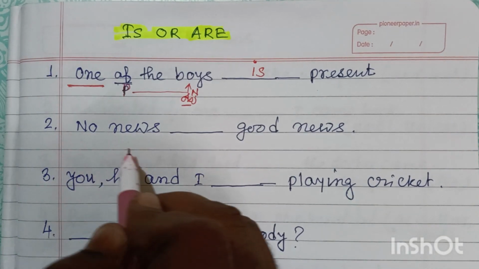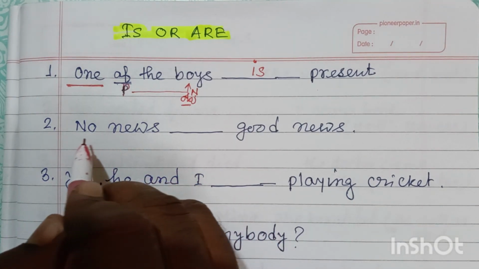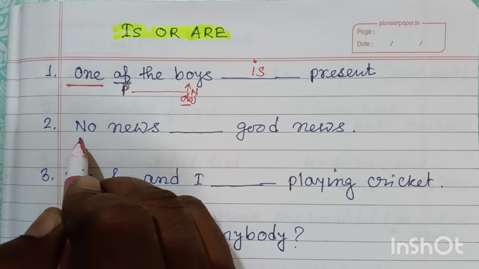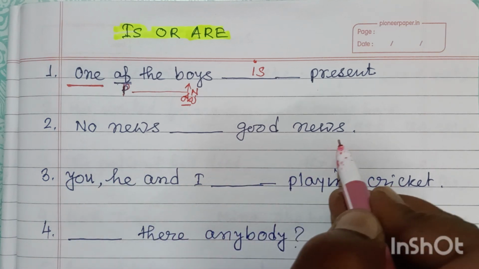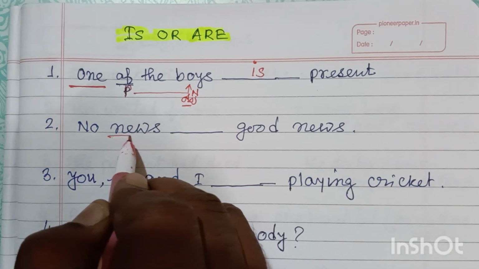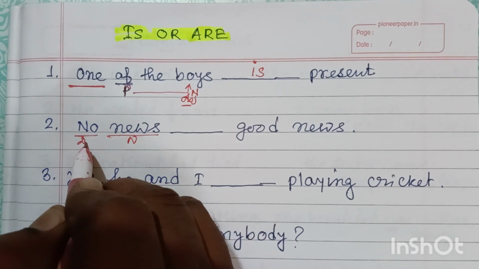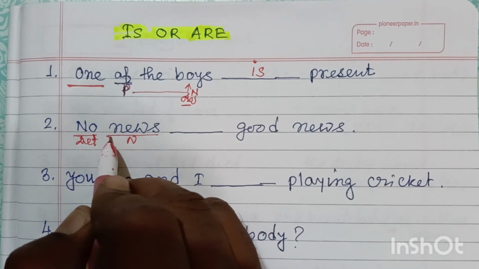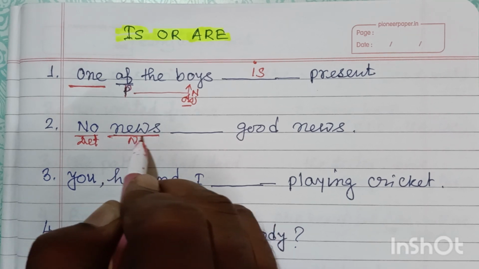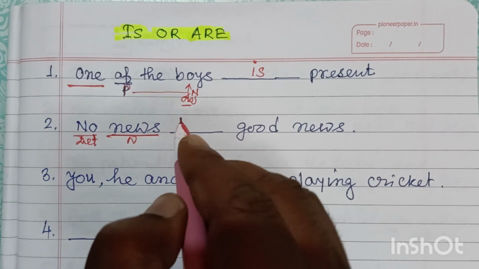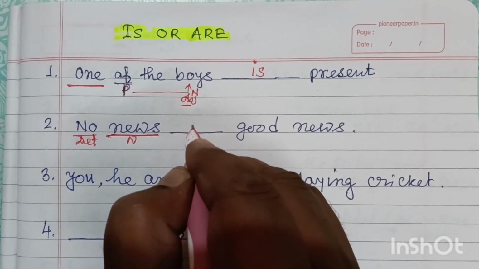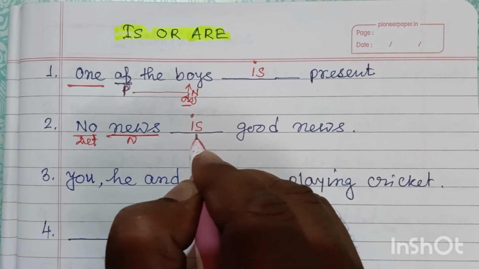Now friends, look at this. The second question: no news dash good news. Actually, my dear friends, news is the noun and no is the determiner of this noun. And news is uncountable. My dear friends, it is always uncountable. That means we cannot count it. So it will always be singular: is.